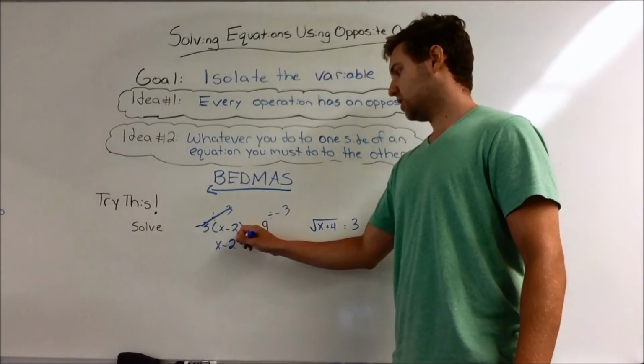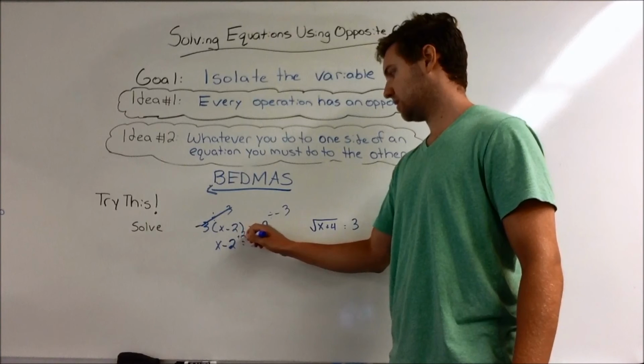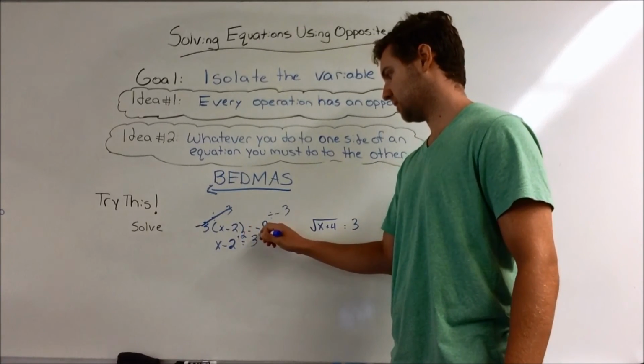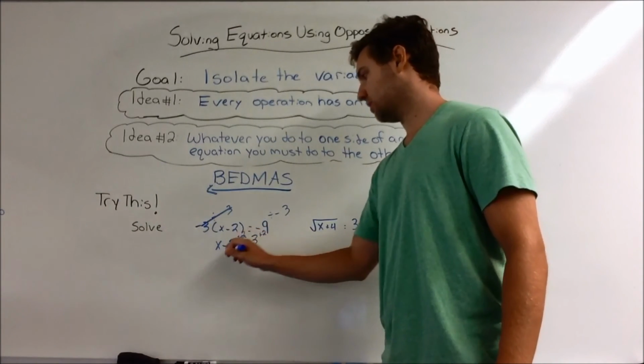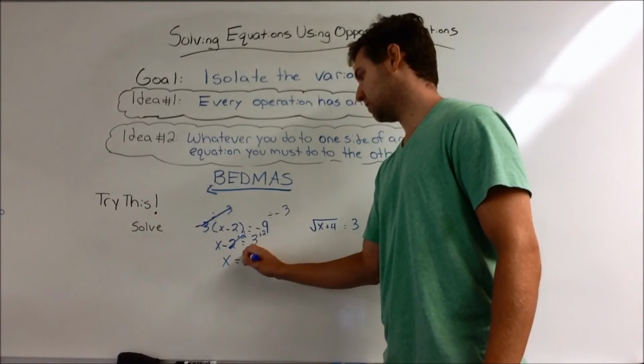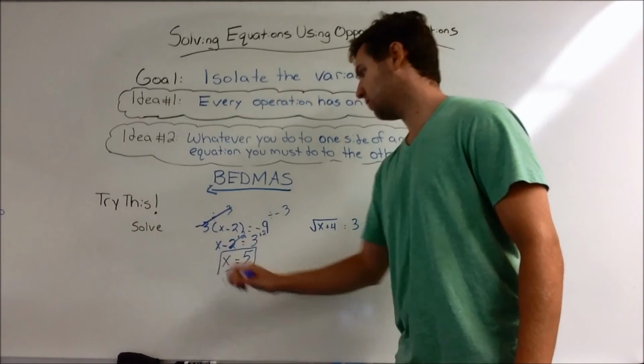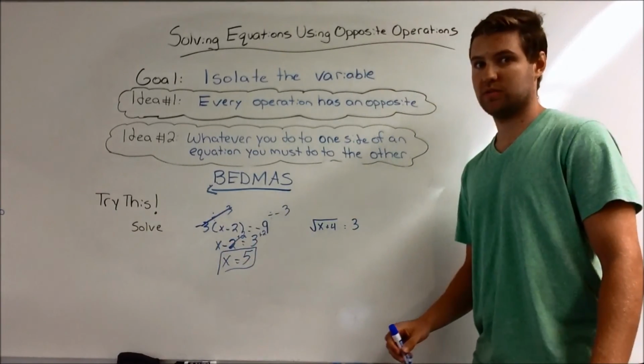And now we add 2 to both sides. And we're left with x equals 5 as our solution for that.